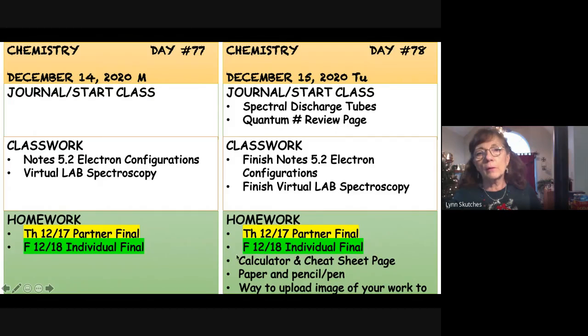So again, Thursday's the partner final, Friday is on your own. Again, probably 60 points each day. You need a way to write down and show me setup for calculations. You don't have to do it by hand, but you need to be able to show how you set it up. Probably density, for sure, the wave formula c equals lambda nu, for sure, E equals h nu. You'll need to be able to upload a picture of your handwritten work into the Google form, okay?